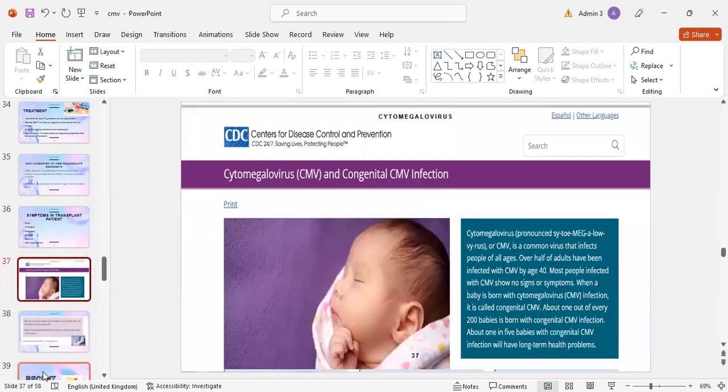According to the CDC, cytomegalovirus is a common virus that infects people of all ages. Over half of adults have been infected with cytomegalovirus by age 40. Most people infected with CMV show no signs or symptoms. When a baby is born with cytomegalovirus infection, it is called congenital cytomegalovirus. About 1 out of every 200 babies is born with congenital cytomegalovirus infection. About 1 in 5 babies with congenital cytomegalovirus infection will have long-term health problems.